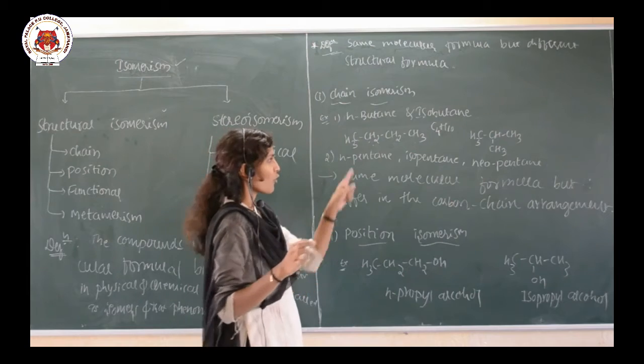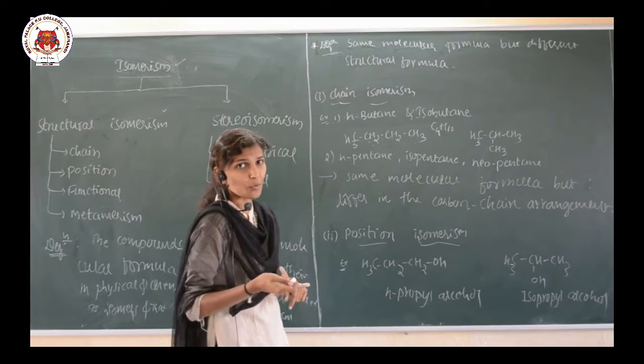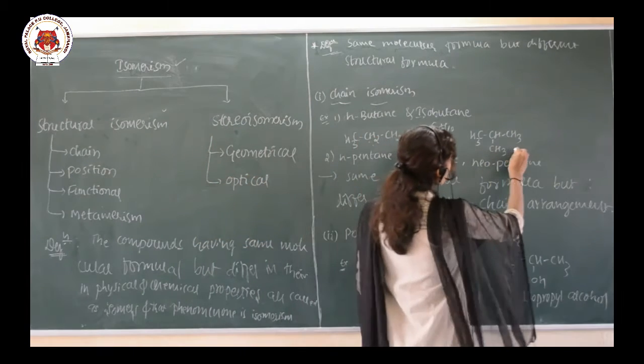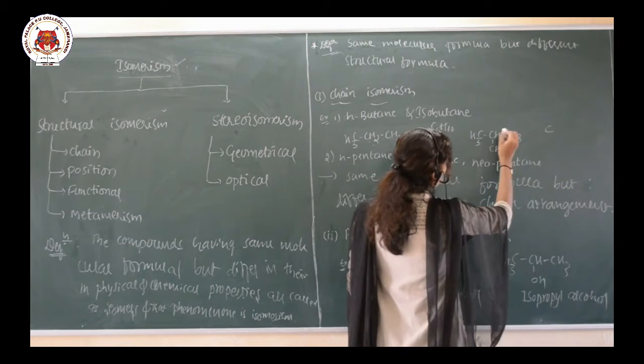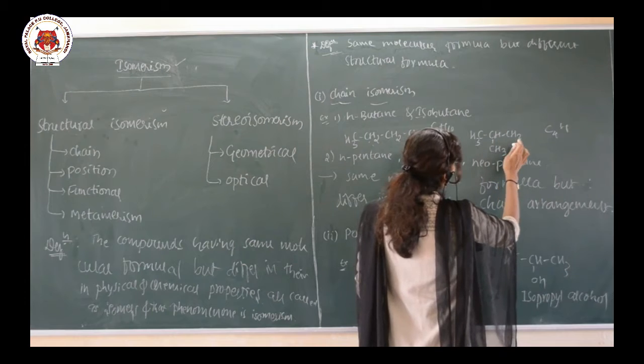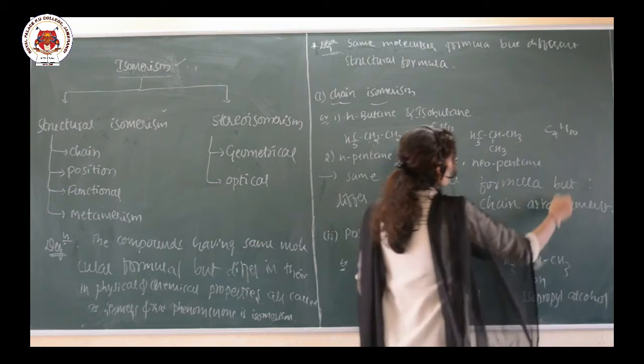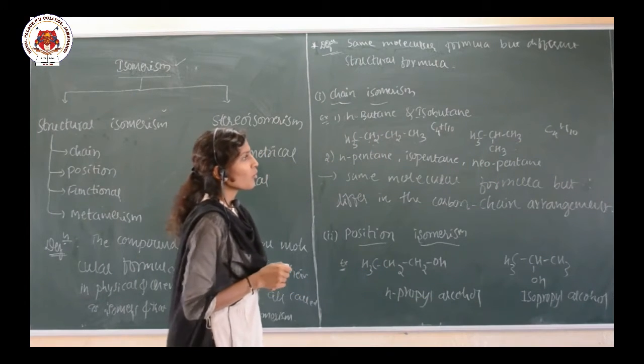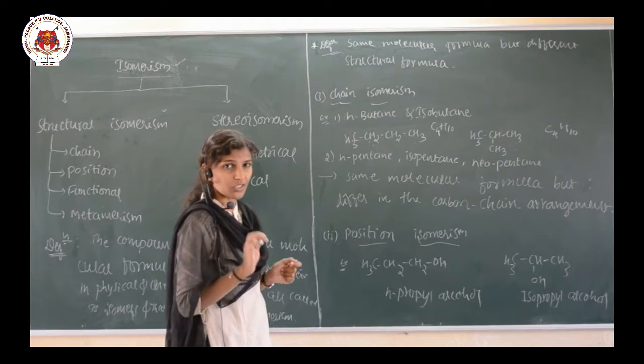C4H10 is the molecular formula of this compound, that is N-butane. And if I go for this one, here we have 1 2 3 4 carbons, and how many hydrogens? 10. Am I correct? For both compounds the molecular formula is C4H10.